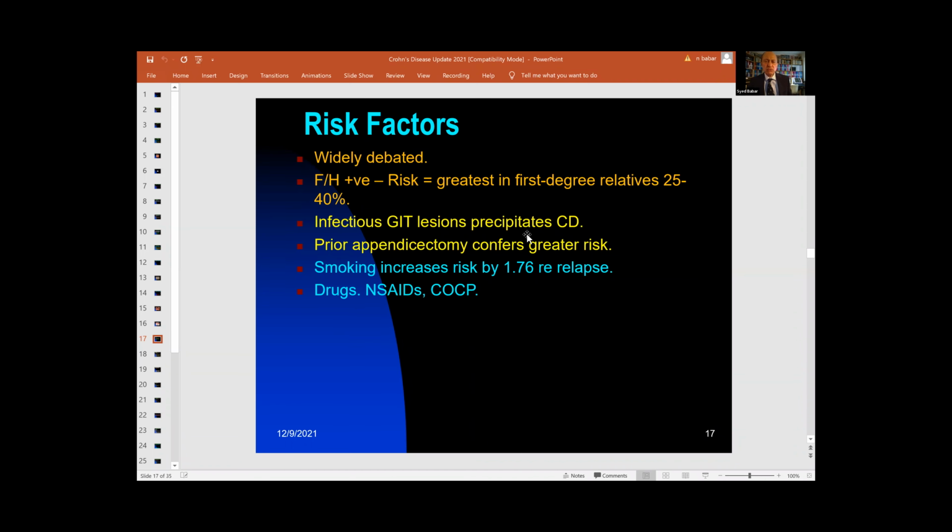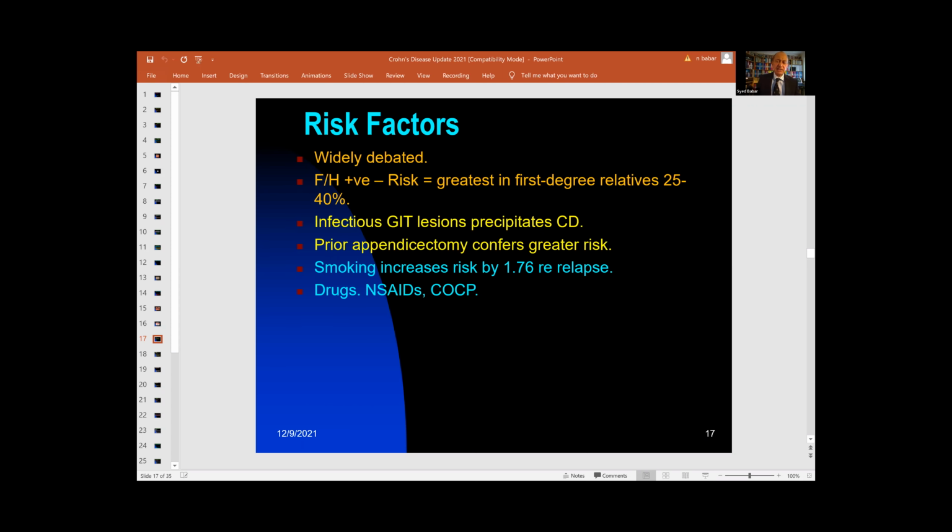So what would be the risk factors attached to Crohn's disease? One knows that with biological parents having had inflammatory bowel disease, the risk to offspring of getting Crohn's disease is in the region of 25 to 40%.